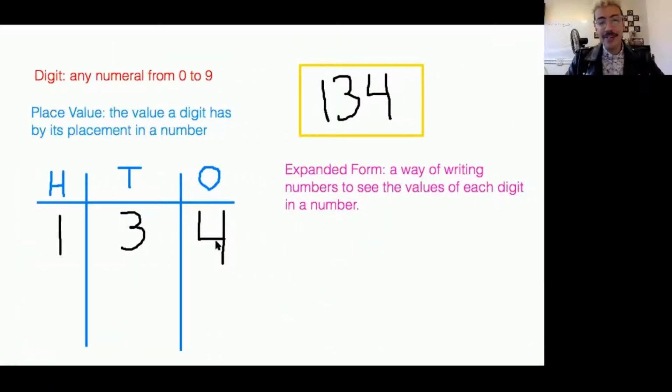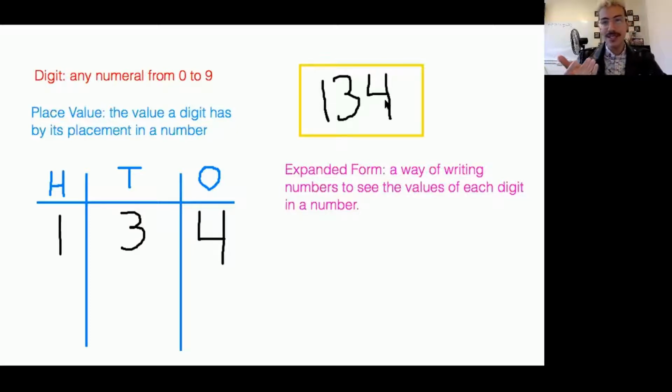So right now we're going to go over some definitions before we dive really into this concept of which place determines if a number is even or odd. First, let's talk about what a digit is and what place value really means. The definition of a digit is any numeral from 0 to 9. So 0, 1, 2, 3, 4, 5, 6, 7, 8, 9. When I look at our magic artistry number of the day, 134, I have 1, 3, 4.